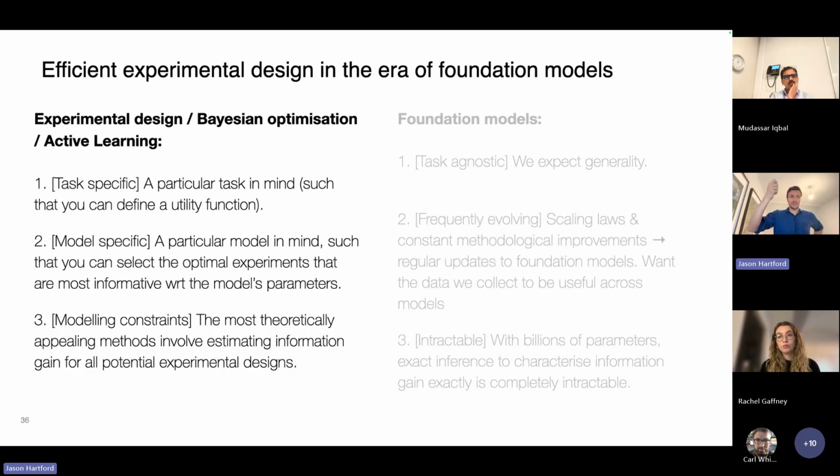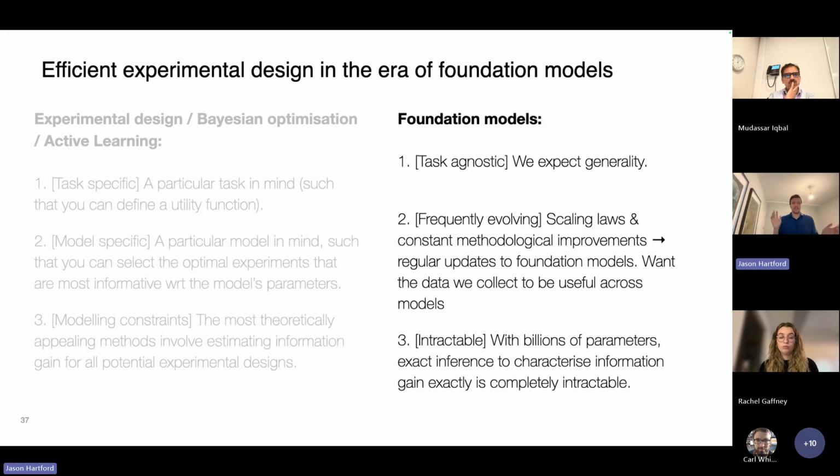It tends to be model specific, because once you've defined your utility function, you ask what the optimal experiments are that would be most informative with respect to the parameters of my model for this task. And then often in practice, there are a lot of modeling constraints, because you want to make these information gain computations tractable. And so you end up constraining the class of statistical models that you're allowed to use for these tasks. By contrast, with foundation models, we expect generality. We expect task agnosticness, right? Whether we actually achieve that is a whole other question. But at least in principle, the claim is that you train a foundation model and it can be used for all tasks and not just for one particular task. So we want generality by default.